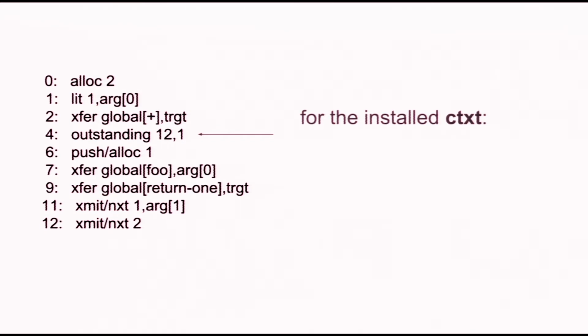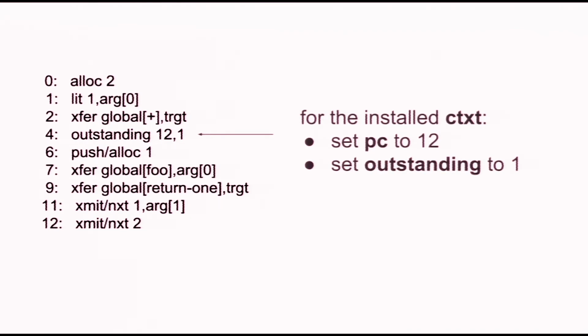Okay, outstanding 12.1. This one is interesting because it doesn't make sense yet here. We'll see later why we do that. But yeah, for the install context, it just sets the program counter to 12 and sets outstanding to 1. We'll see later why.